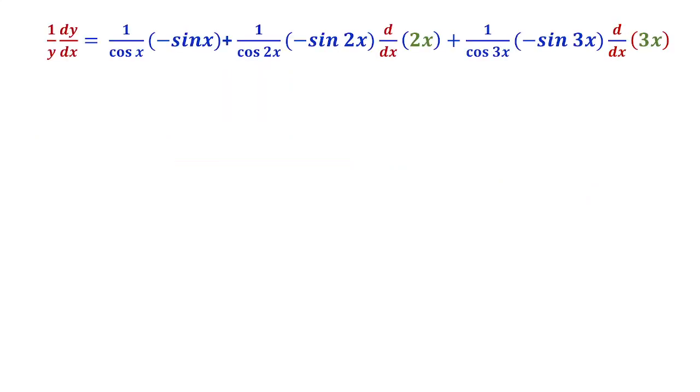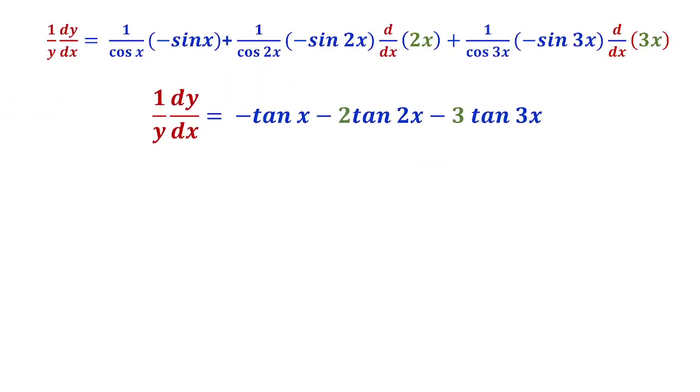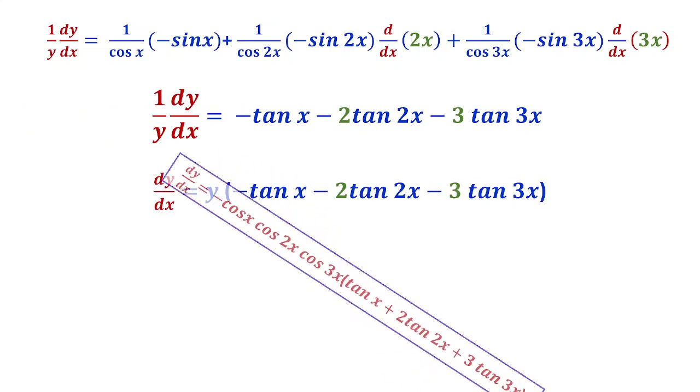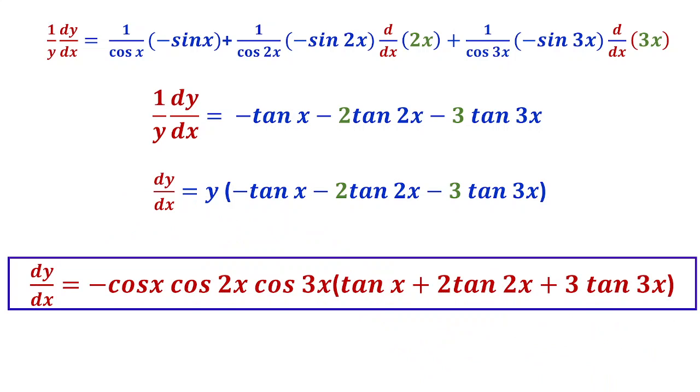Well, now we got the terms, and sin by cos is tan, all of you know. Therefore, I am writing the final answer by multiplying by y. So dy by dx is minus cos x cos 2x cos 3x into tan x plus 2 tan 2x plus 3 tan 3x.